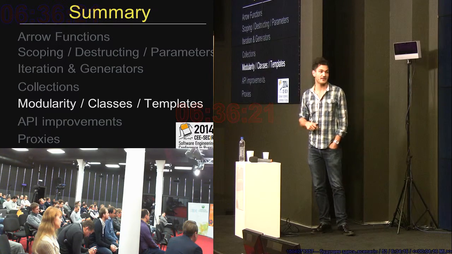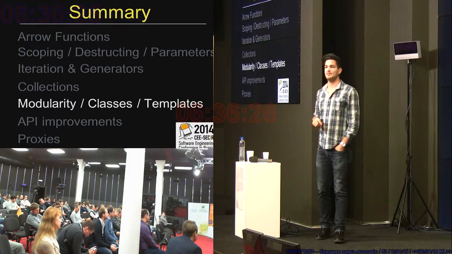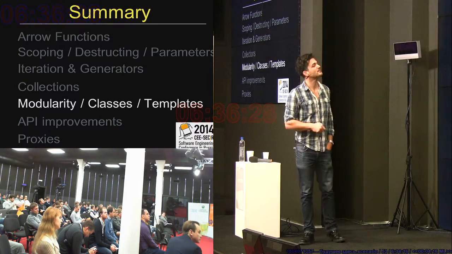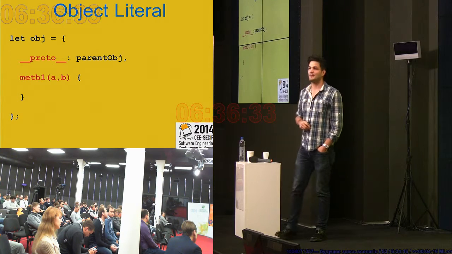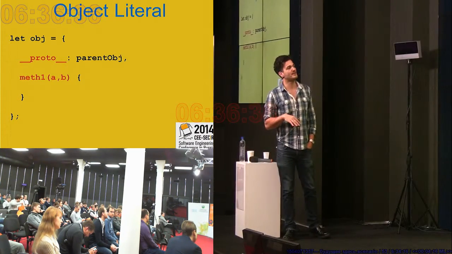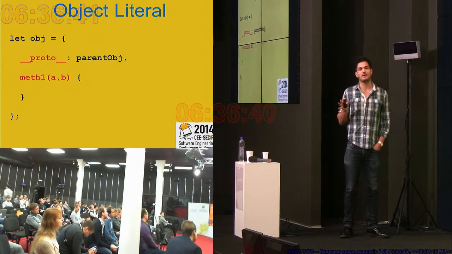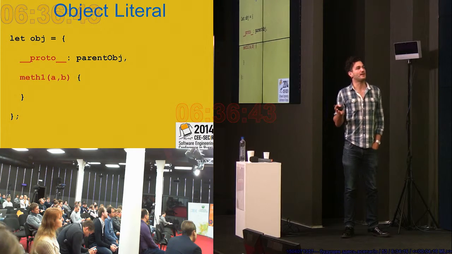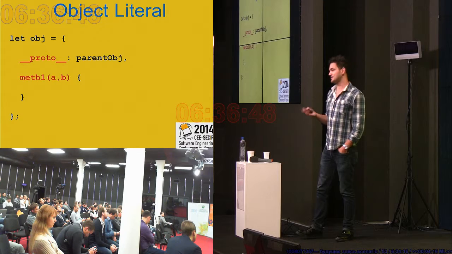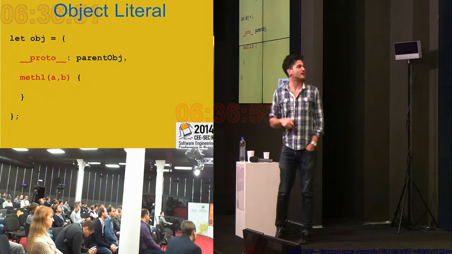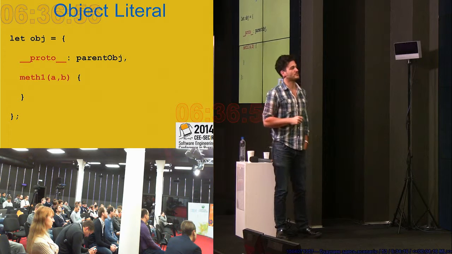Another very interesting topic is classes, templates, and modules in ES6. First of all, object literals. Finally, now you can define the hidden prototype of an object literal. It's really important for inheritance and also for better understanding prototypal inheritance in JavaScript. So it's really visible now how inheritance works in JavaScript.